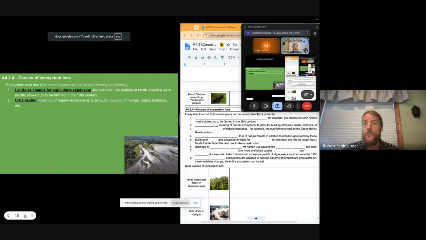Let's see, urbanization, that's pretty self-explanatory. Cities are growing. Overexploitation, we talked about that. A lot of these are comparable to or the same as the causes of anthropogenic climate change.